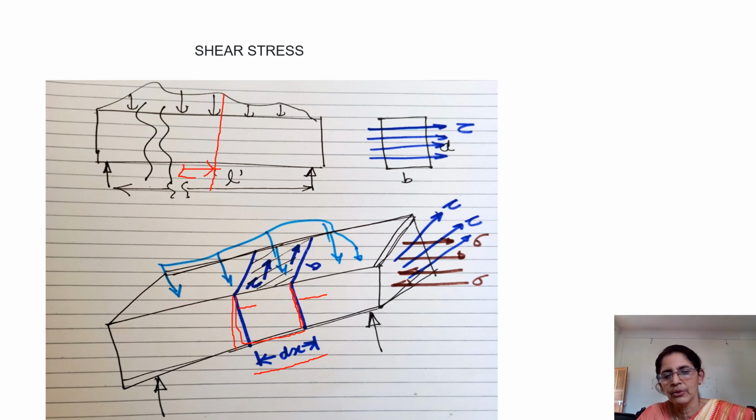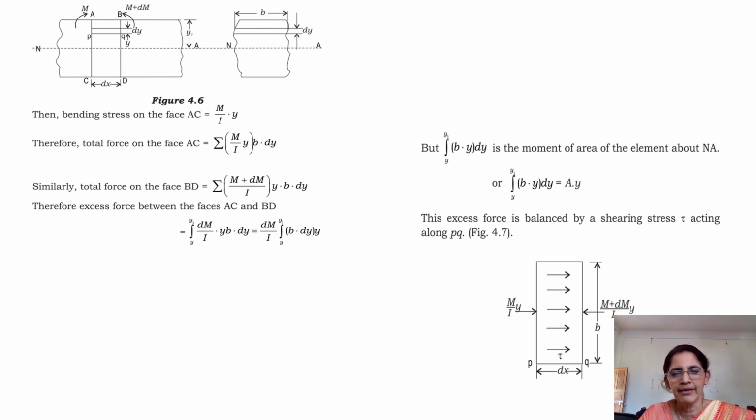So what I have told you now is that whenever there is a change in bending moment, only then shear force will come into the picture, as well as shear stress. If you take this as a cross section, this is B and D, there will be shear stress acting like this. So let us go to the derivation of that particular shear stress.